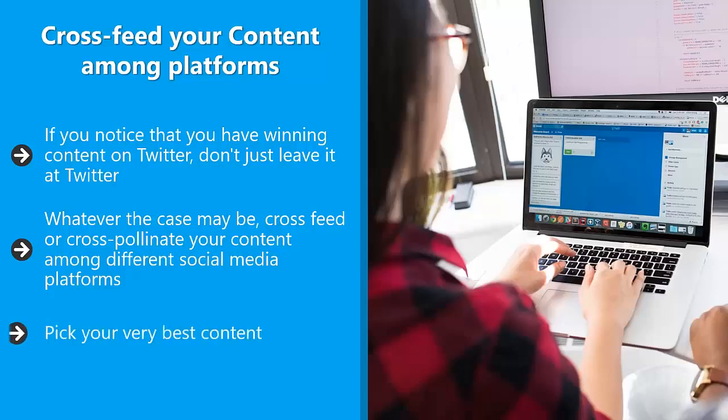Mix and match. Pick your very best content. Try it along different platforms and identify what works. Once you identify that a particular type of content that you tweet also does well on another platform, publish more of that stuff. Scale it up.